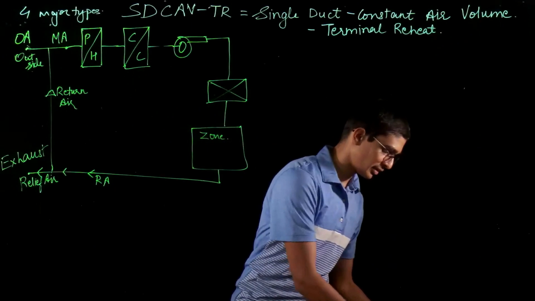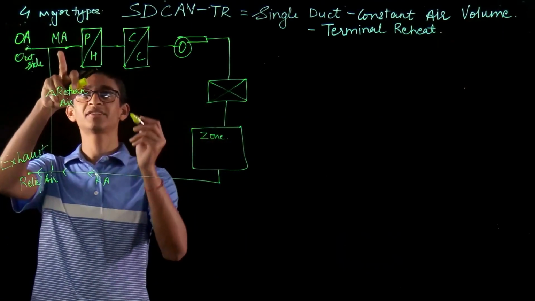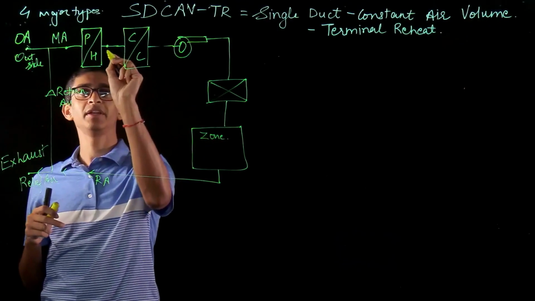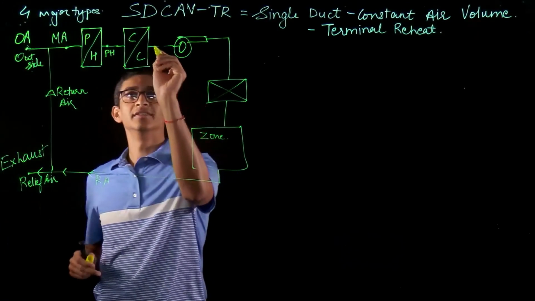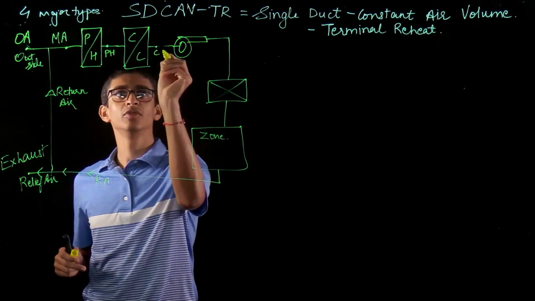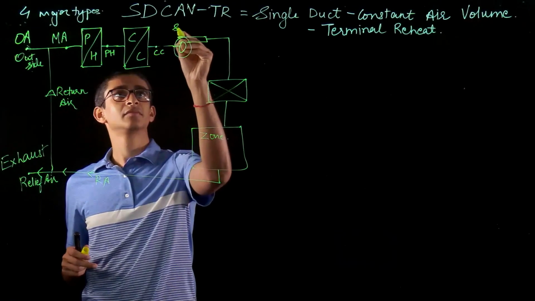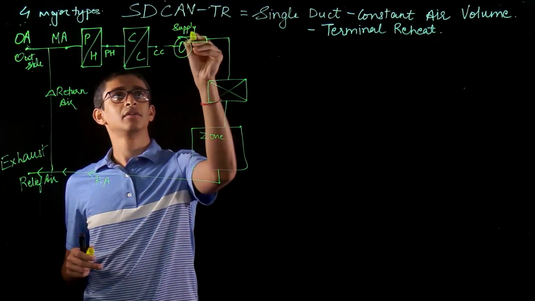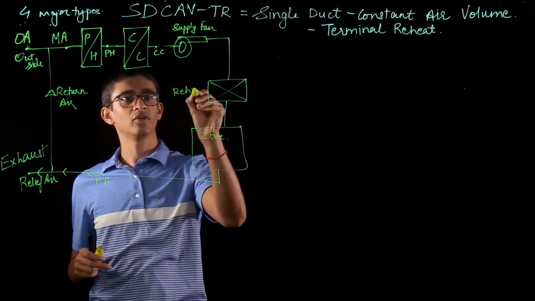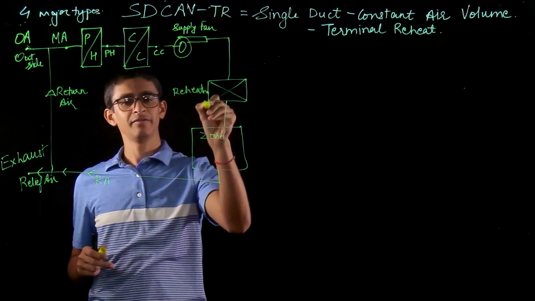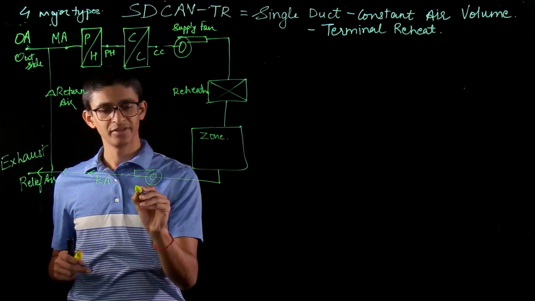Now let's write out some notations. This is the mixed air location. This is the preheat coil exit location, which is noted as PH. This is CC, the cooling coil exit. This is the supply fan. This is the reheat or reheating coil. And we may have another fan over here, which is the return fan.